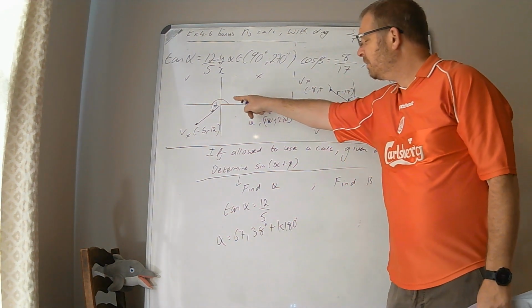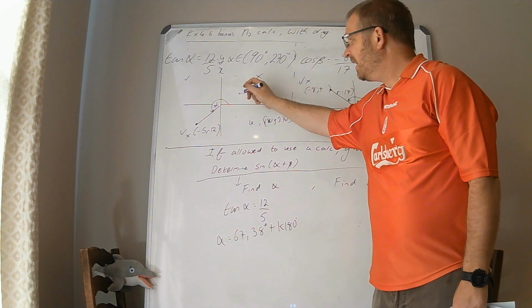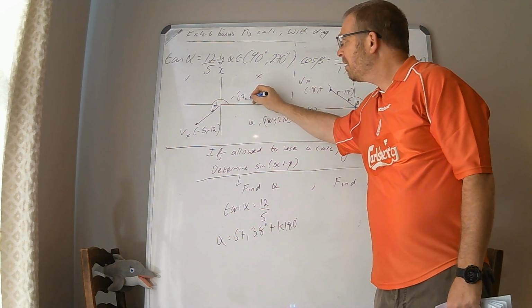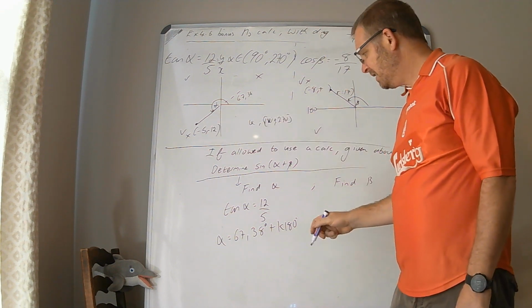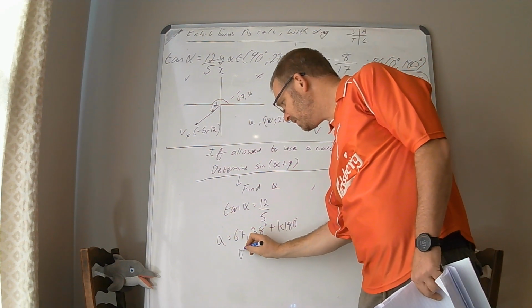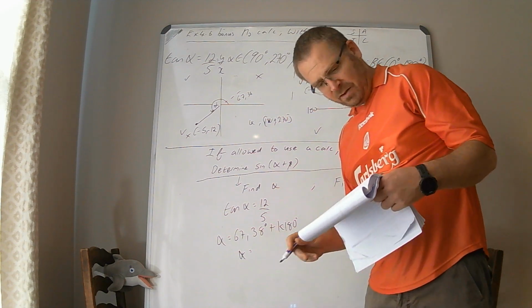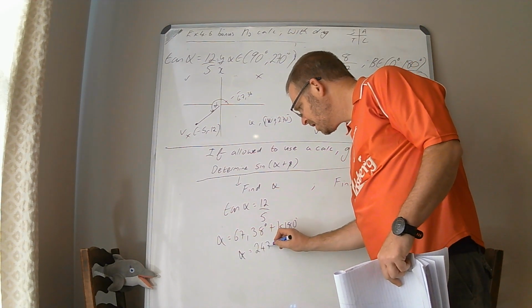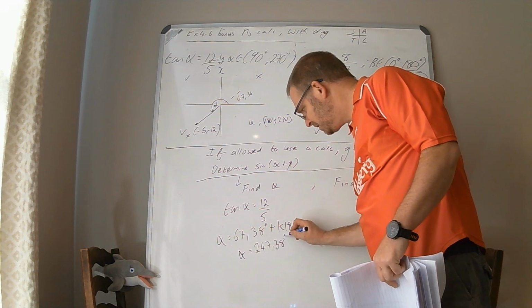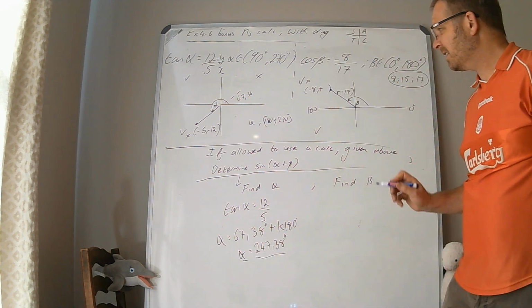Okay, well, you can see from your diagram, it's not 67,38. That would be over there. But if you add 180, you'll get to this point over here. So 67,38 plus 180 will give you alpha is equal to 247,38 degrees. You shouldn't really round off, but it's fine.